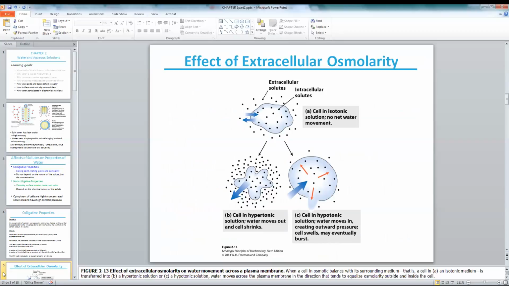So whether you're thinking about something like IV fluid, or how you might transport, say, an organ, or how you might prep cells, you care about the concentration of the solution that you're putting those materials in or taking them out of, because of the way it's going to change the net movement of water. And so if we think about the concentration of solutes inside the cell being greater, that's what we would refer to as a hypotonic solution.